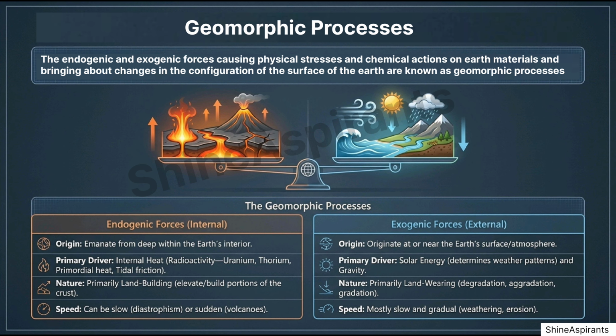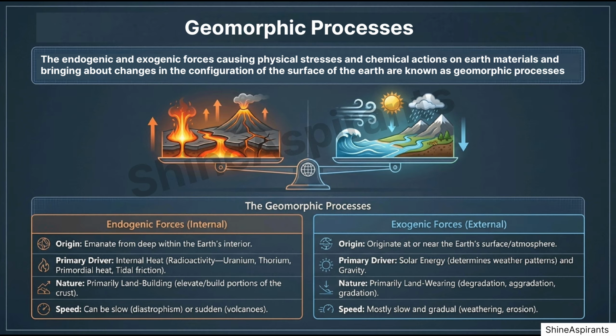Geomorphic processes. The endogenic and exogenic forces that cause physical stresses and chemical actions on Earth materials, bringing about changes in the Earth's surface configuration, are called geomorphic processes. Now let's compare endogenic and exogenic forces. First, based on their origin, endogenic forces originate deep within the Earth's interior, whereas exogenic forces operate at or near the Earth's surface. The driving force behind endogenic processes is the Earth's internal heat, generated mainly by radioactive decay and the primordial heat left over from the formation of the planet. In contrast, exogenic processes derive their energy from solar radiation and the force of gravity.